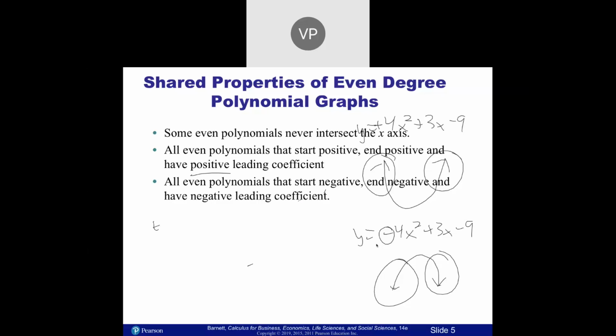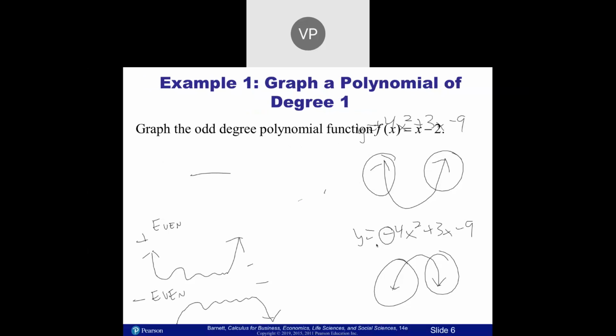Anytime you have an even degree, an even highest power, if it's a positive number in front, you're going to start high, and you may have a lot of action here, but it ends high. If it's negative and you have an even power, it's going to start low, something happens here, and it ends low. So those are the two scenarios you're going to get when you talk about these odds and these evens. Okay, so now they're going to do an example here.